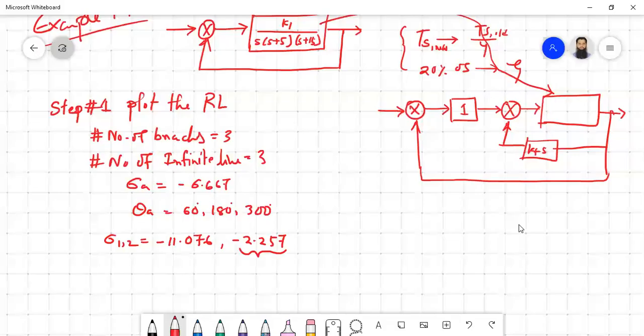Then you have to find out the j omega axis crossing. So using the Routh table, you're going to find that this is plus minus j 8.66. The problem in the book is that they have actually skipped so many things. It is actually difficult to understand what is happening there. So that is why very quickly I'm just showing you what you have to do.